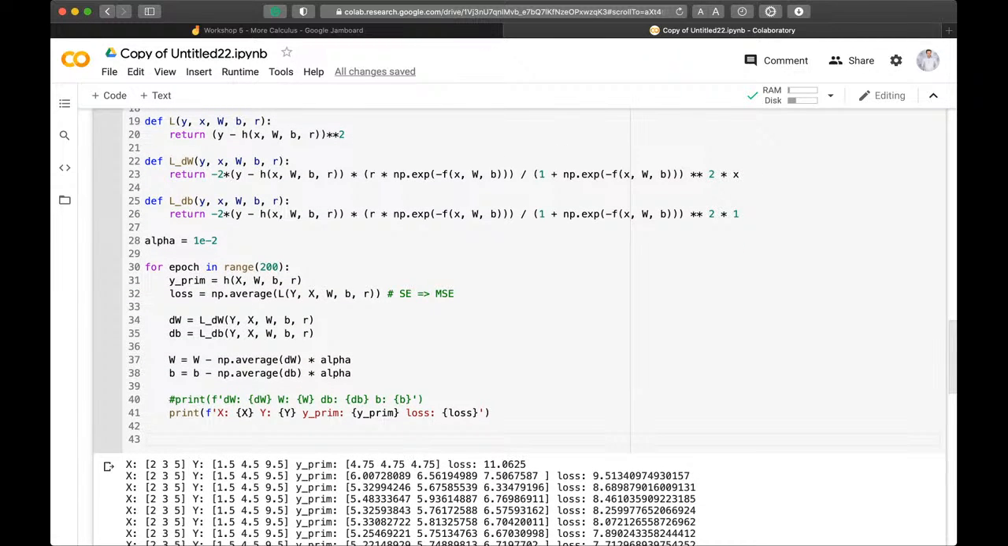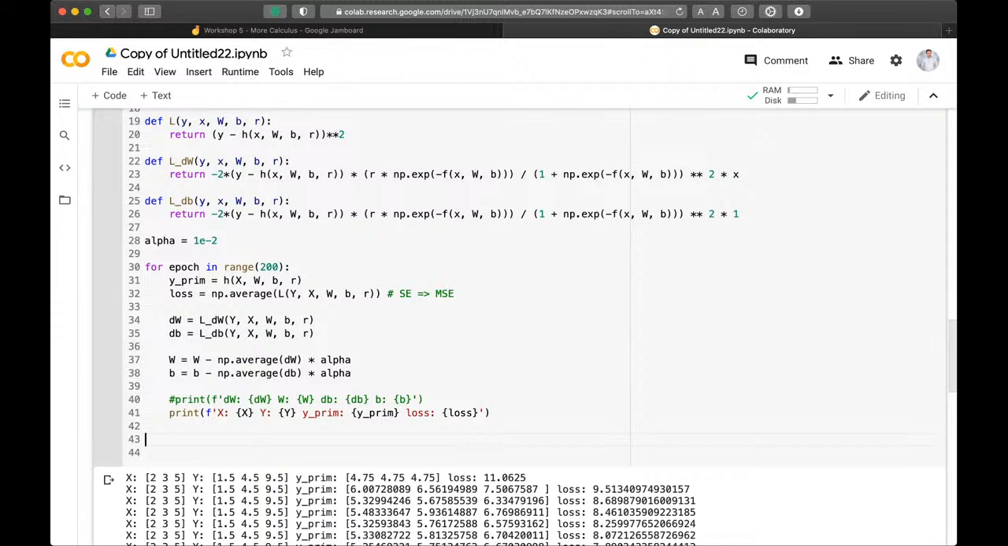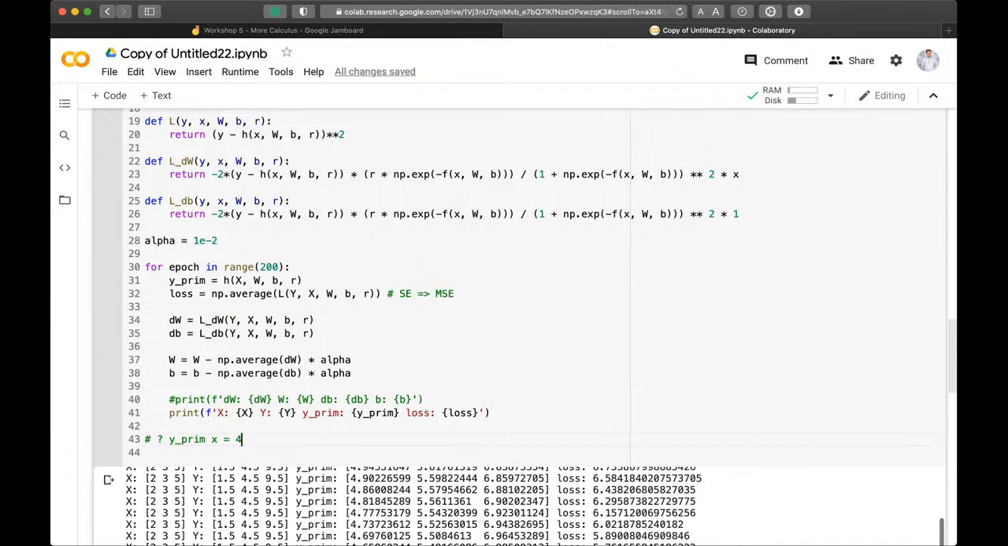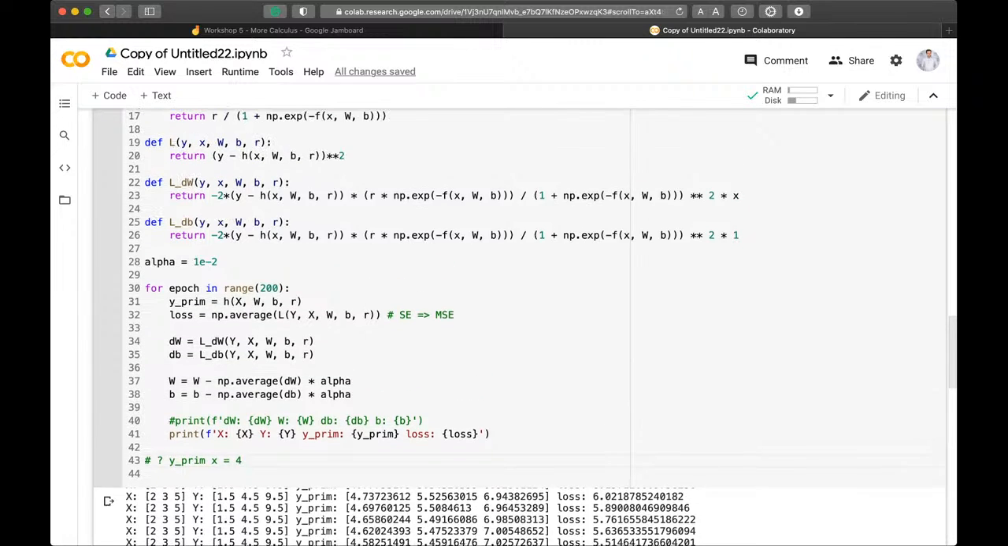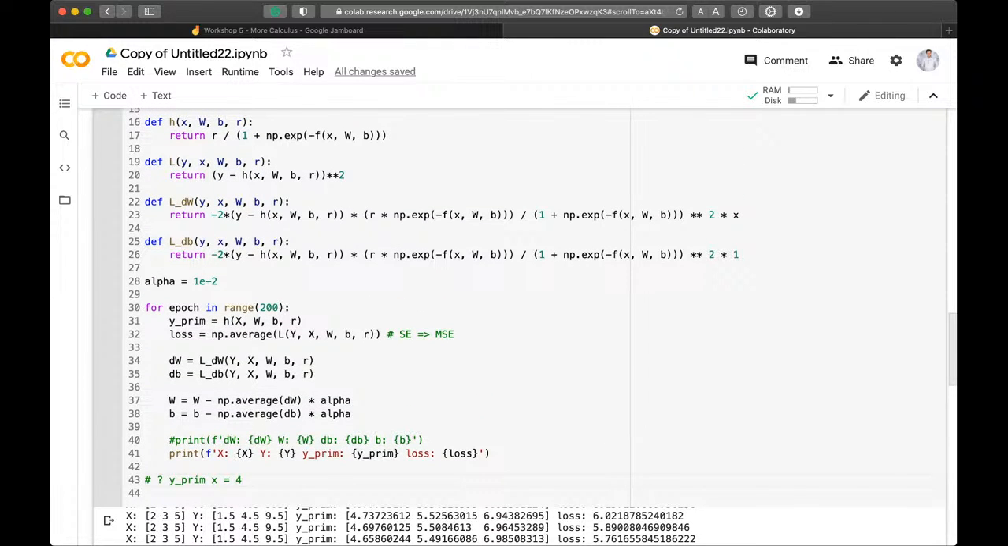Let's try to predict what will be the y prim for x. X is 4. So when the loss is not going lower than 9.4, or if for some reason it's not getting smaller, then it might be that you have some typo in the equation somewhere.